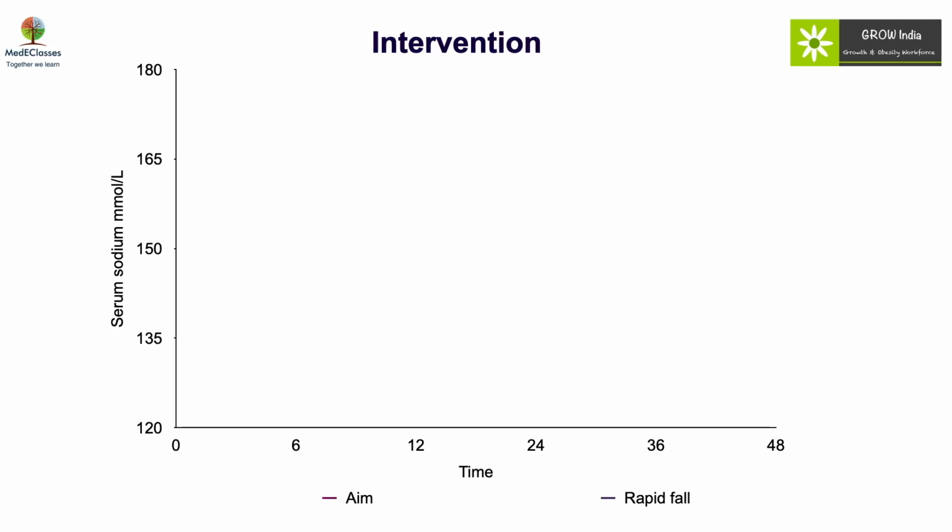But what if whatever you have done, the goal has not been achieved? Ideally, one would like to have a gradual fall as discussed, depending upon the severity of hyponatremia, maybe 9 to 12 millimoles per day.